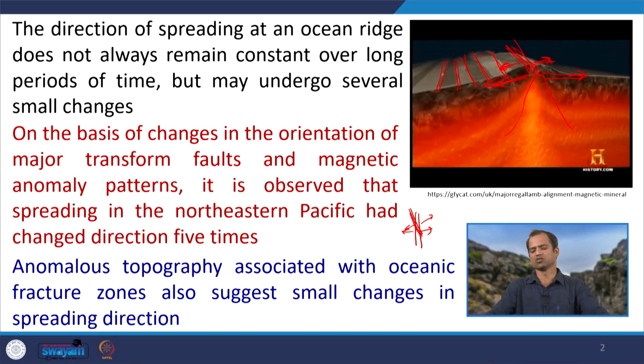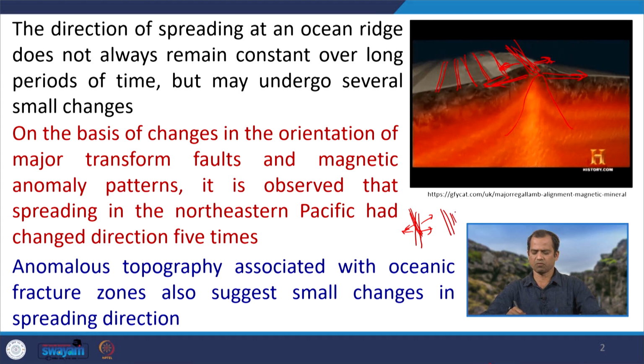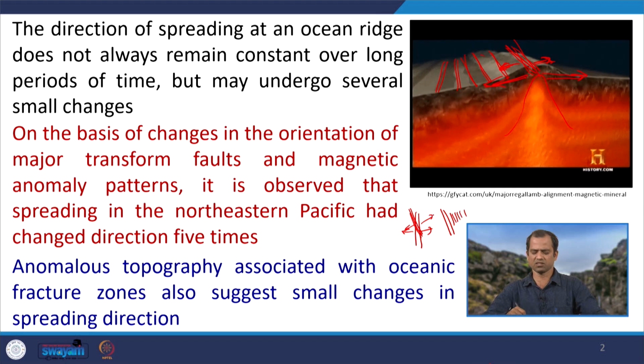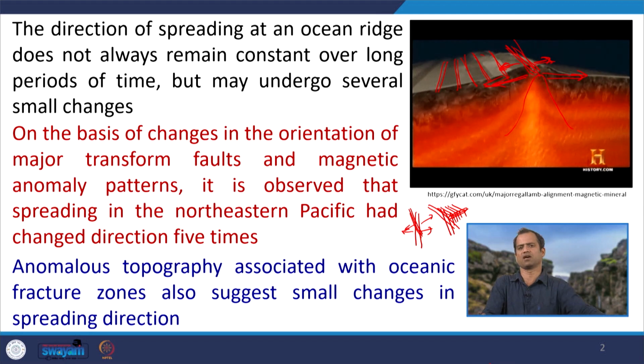Now if the orientation changes, suppose this is the mid-oceanic ridge, and parallel to that there were positive and negative magnetic orientations. If this ridge changes or reorients like this, the magnetic orientation also changes. So, if you see here, this is a transition between different segments, different generations of magnetic anomalies.